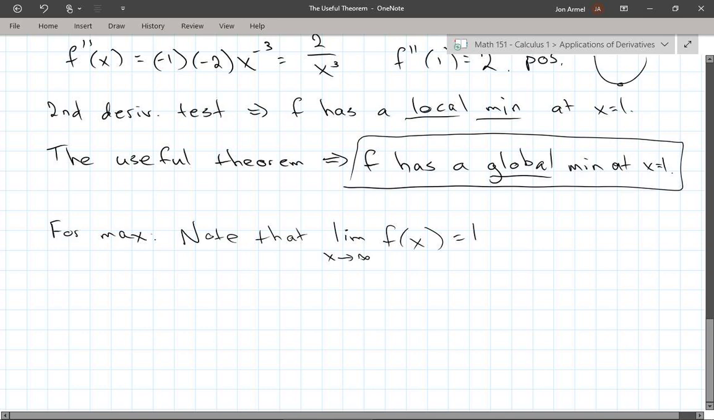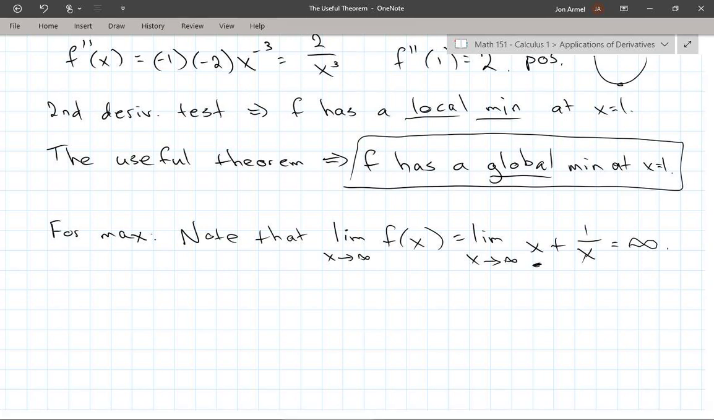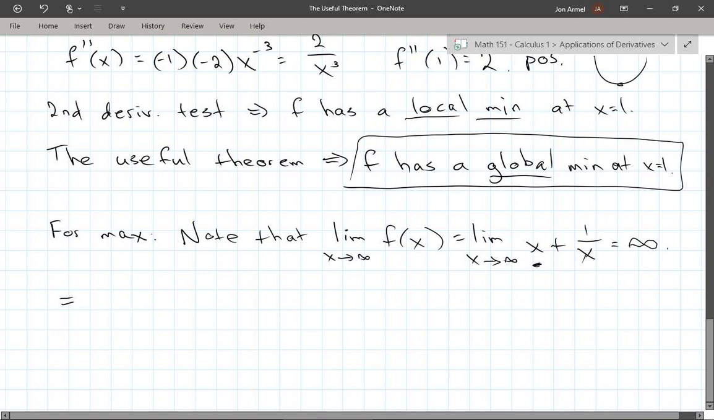So this is the limit as x goes to infinity of x plus 1 over x. That was my original function. The 1 over x part is going to go to 0, but the x part goes to infinity. So the limit is plus infinity. If your function has a limit of infinity, it just keeps getting bigger and bigger as you go to the right. Maybe there's some wiggles before, but eventually your function just gets really, really big. That is enough to tell you there is no global max. Because if there was a global max, eventually you could go far enough to the right to get even bigger than that.